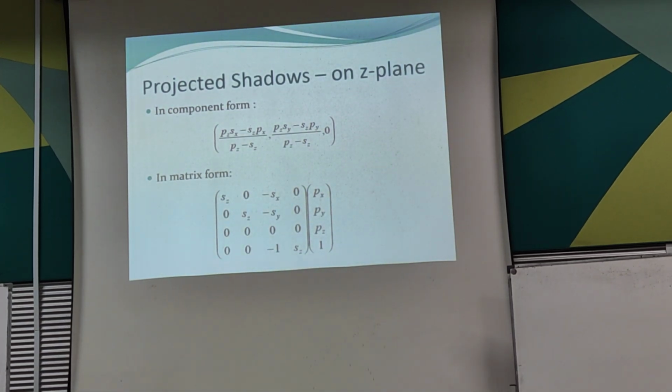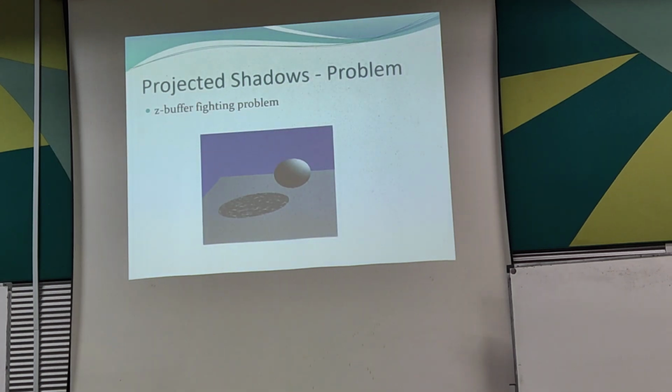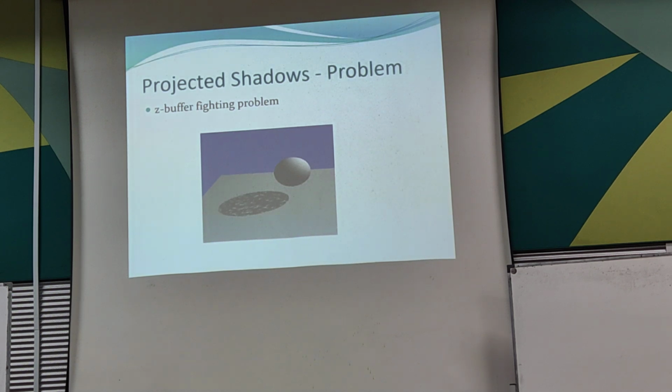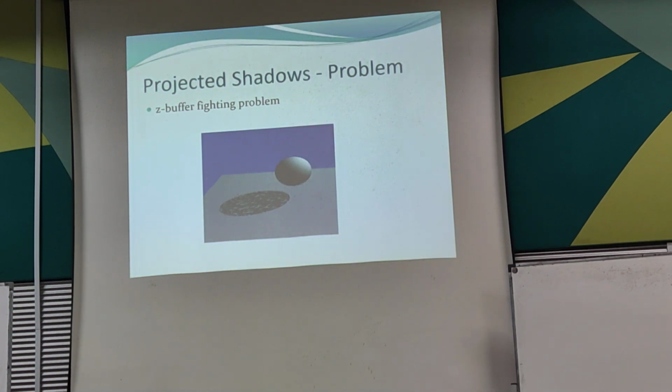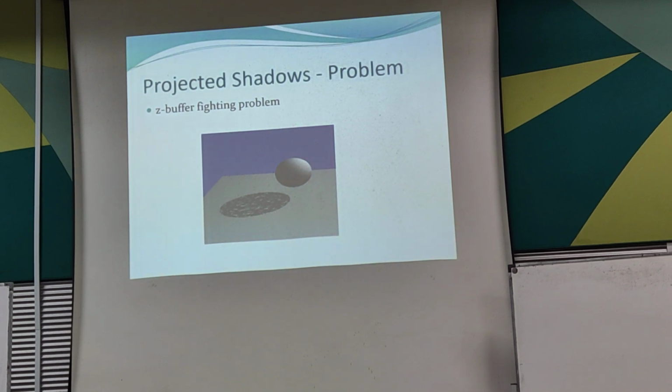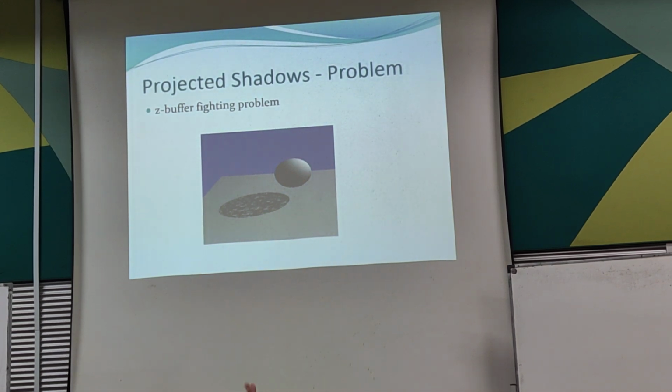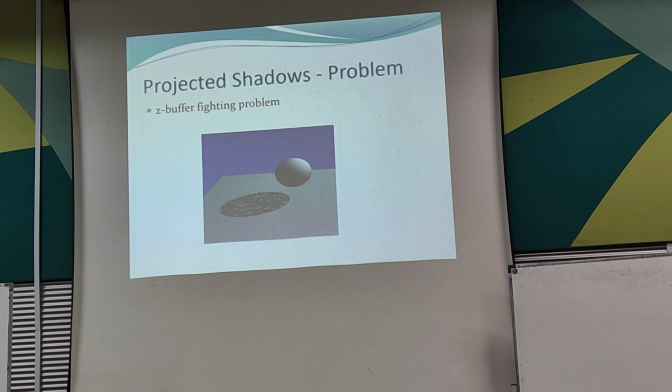There are two problems in projected shadow. The first problem is called the Z-buffer fighting problem, and some of you have experienced this before. It happens when you draw two polygons at the same location, with the same X value, Y value, and Z value, on the same plane, so you have two polygons there.